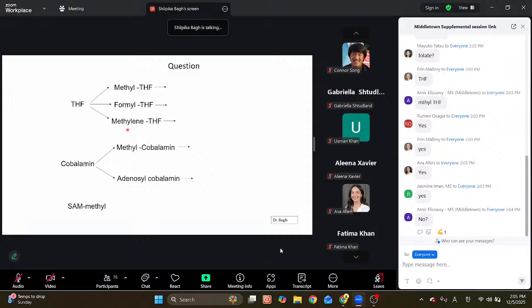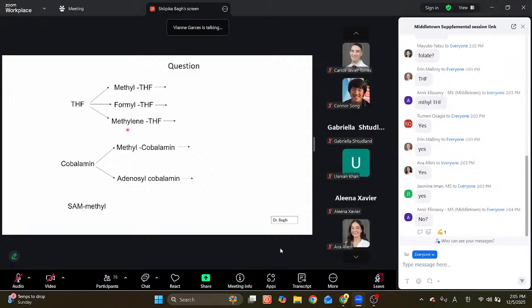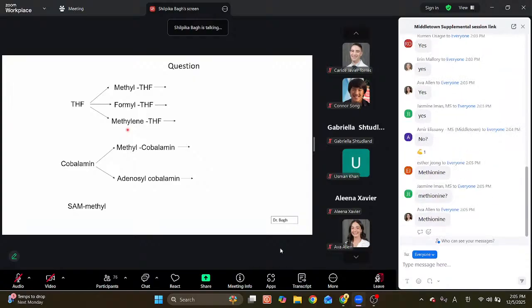So for folic acid, what does folic acid synthesize? Can you complete the list? Purine, pyrimidine. When you say THF, it's the active form of folate, known as tetrahydrofolate. So when you say tetrahydrofolate, what does it synthesize? Purine, pyrimidine. Can you complete the list? Methionine. So don't flip-flop that.